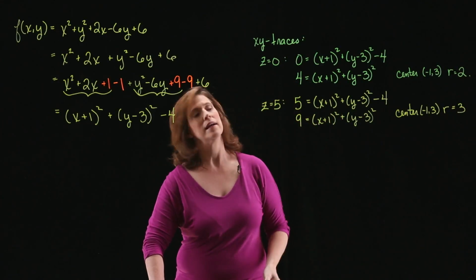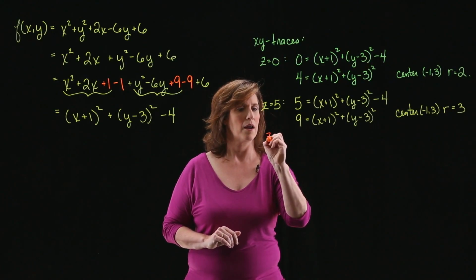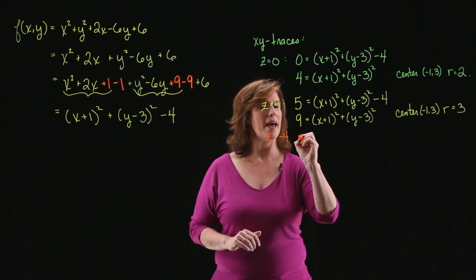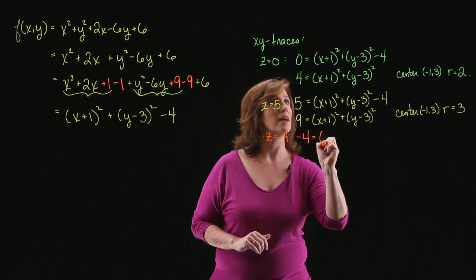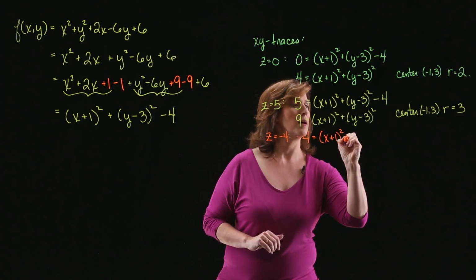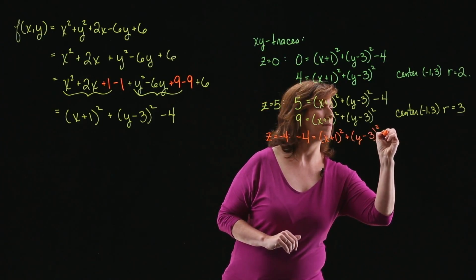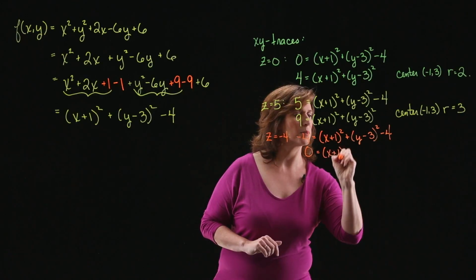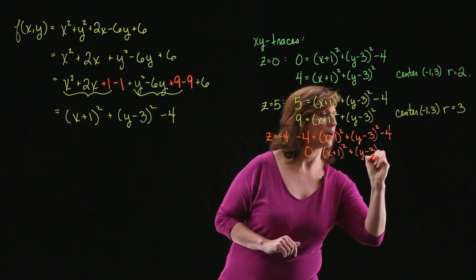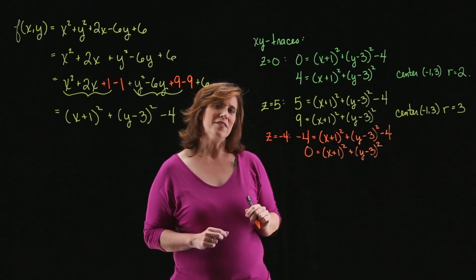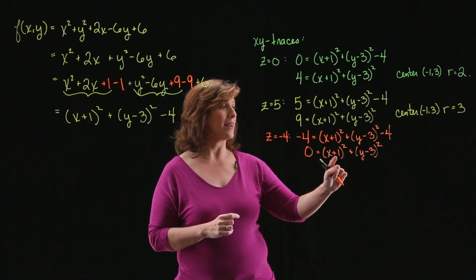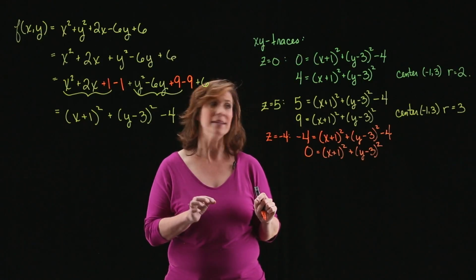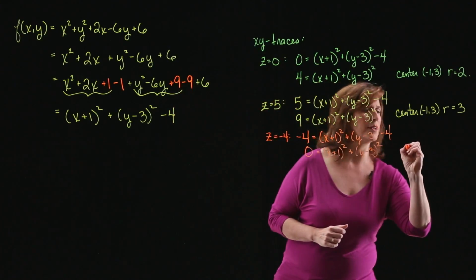I'm going to do one more. Let's try z equals negative 4. So this is going to be the plane below the xy plane. So I'm going to have negative 4 equals the quantity x plus 1 squared plus the quantity y minus 3 squared minus 4. When I add 4 to both sides, I get 0 equals x plus 1 quantity squared plus y minus 3 quantity squared. We can think of this as a degenerate circle. It's a circle centered at negative 1, 3, just like before, with radius 0. Really what I have here is just the single point, negative 1, 3.